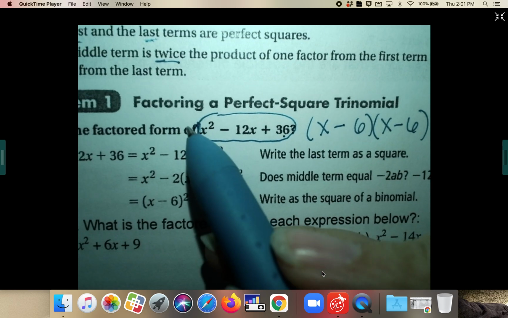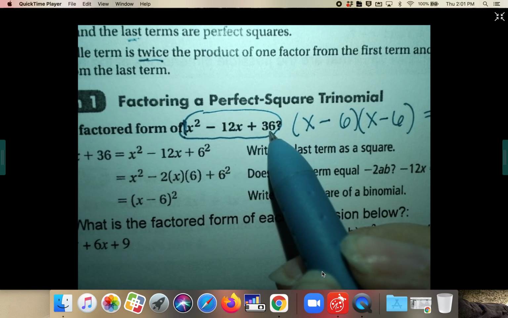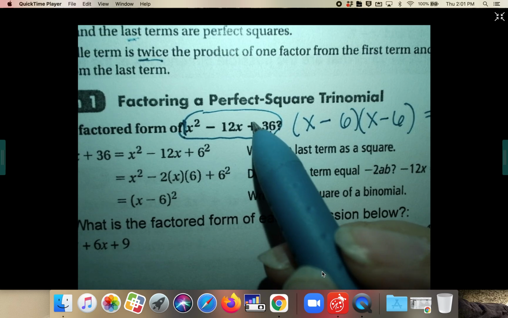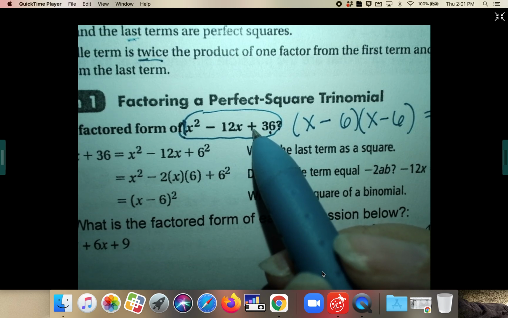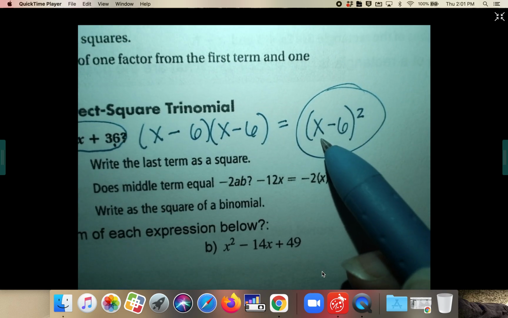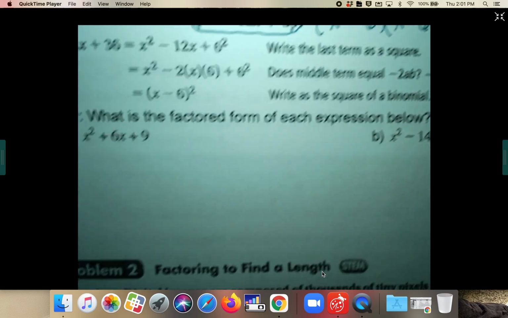So again, if right away you see that that is a perfect square and that is a perfect square, and you know that it's going to be a negative times a negative, because that's the only way to get a positive multiplication answer but a negative addition answer, then you know that it's just going to be x minus 6 squared. Okay, so let's try some of these.